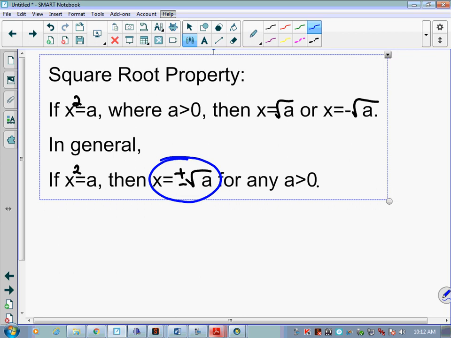And the reason for that is, if x squared equals a, whenever I take a negative times a negative, do I still get a positive? Yeah, and a positive times a positive is a positive. Right? That's how I can get a positive and negative for that a. Okay?